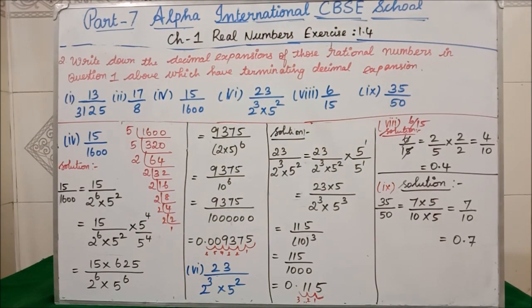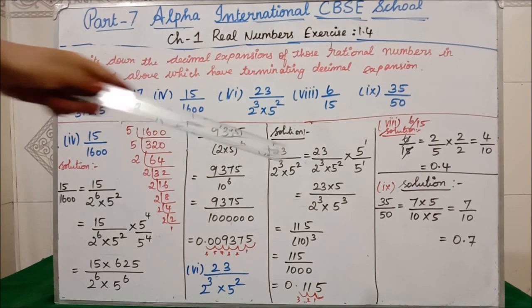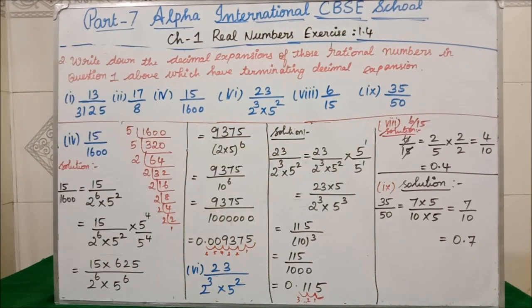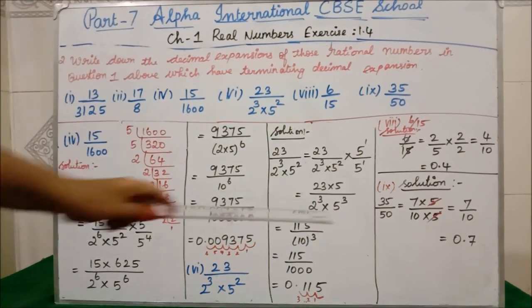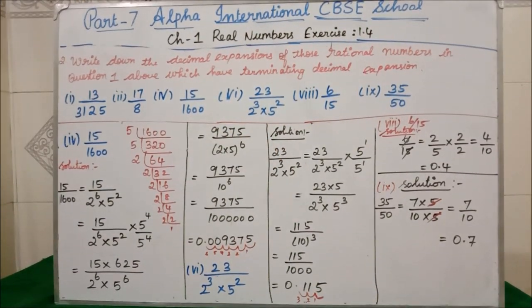Similarly, the same model is the 9th sum. 35 divided by 50. Students, how can you write 35? 7 into 5 you can write. Similarly, 50, how can you write? 10 into 5. If you see here, this 5 and 5 will cancel, so what remains? 7 by 10. So the answer of 7 by 10 is 0.7. Students, with that our second subdivision is over.